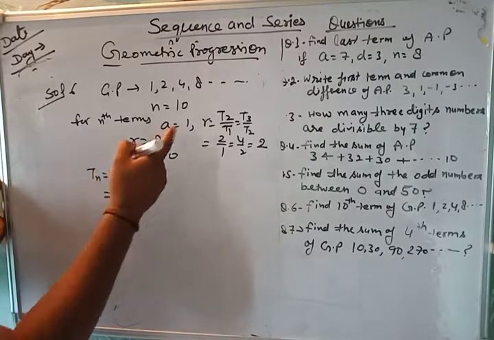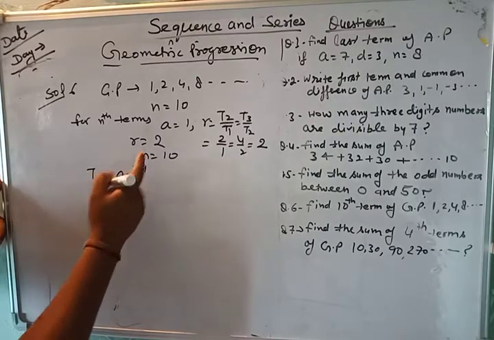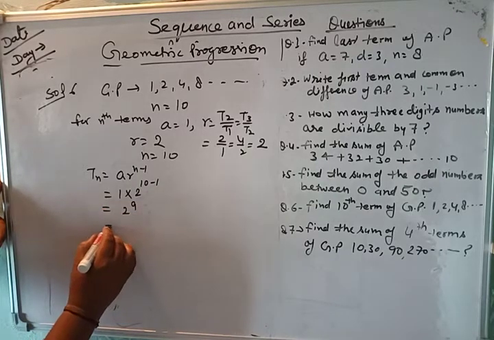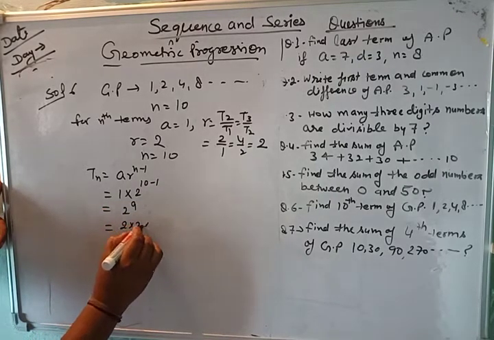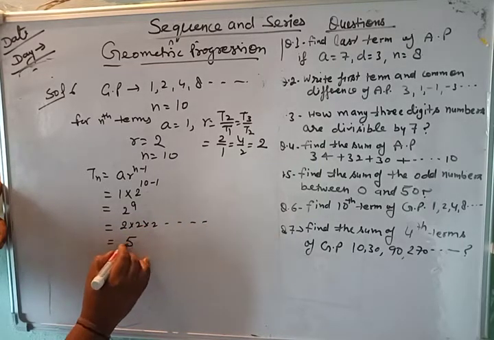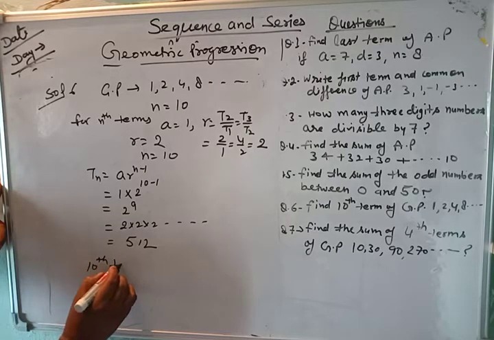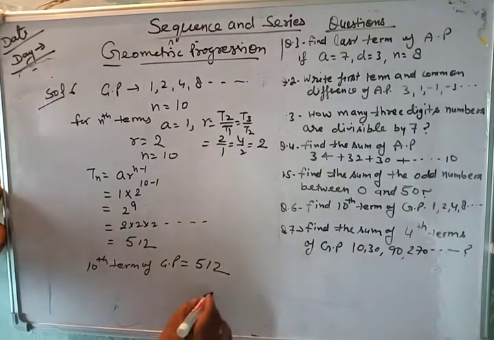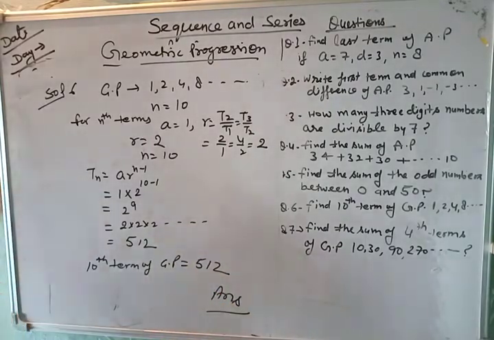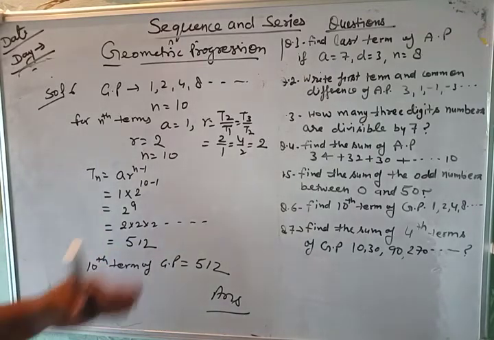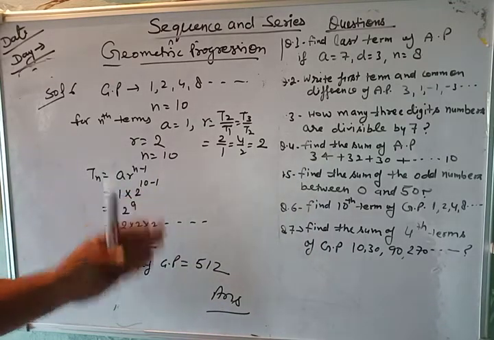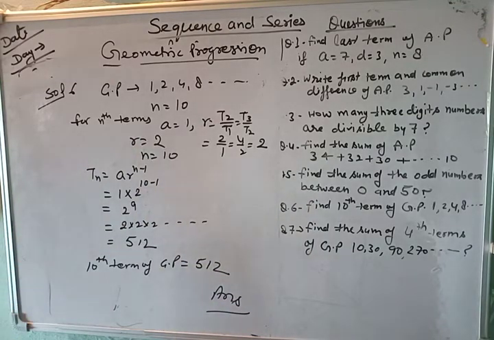a, what is a? 1 multiplied by r, which is 2, to the power 10 minus 1, then 2 raised to the power 9, and if you solve it, then 512. So the 10th term of the GP is equal to 512. It is the answer. A very simple answer to this question, and easily you will find the values of a, r and n, and after that you will find it.